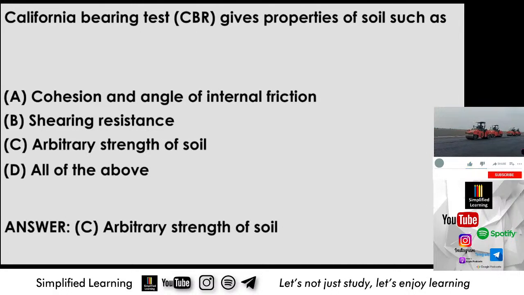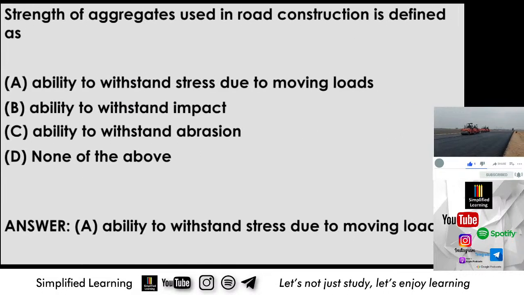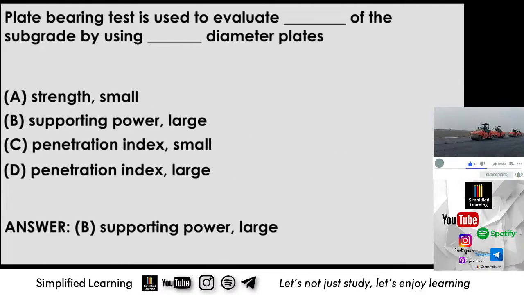California bearing test, that is CBR, gives properties of soil such as arbitrary strength of soil. Strength of aggregate used in the road construction is defined as ability to withstand stress due to moving loads. Plate bearing test is used to evaluate supporting power of the subgrade by using large diameter plates.